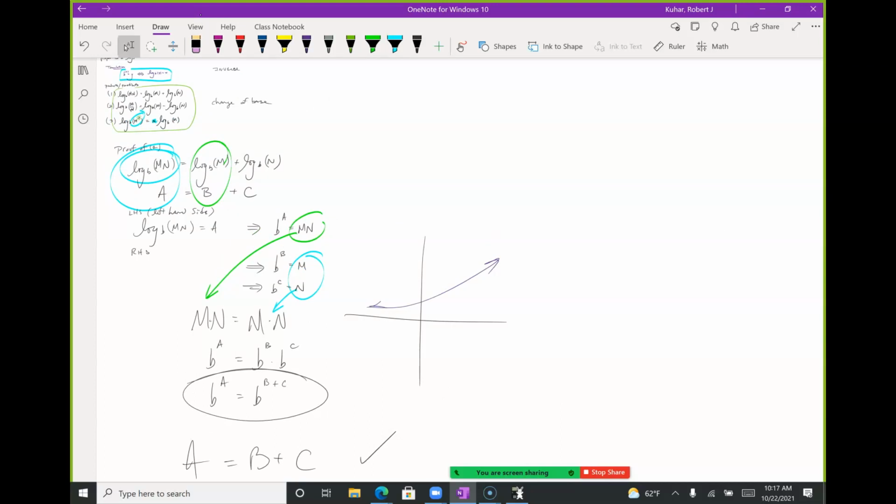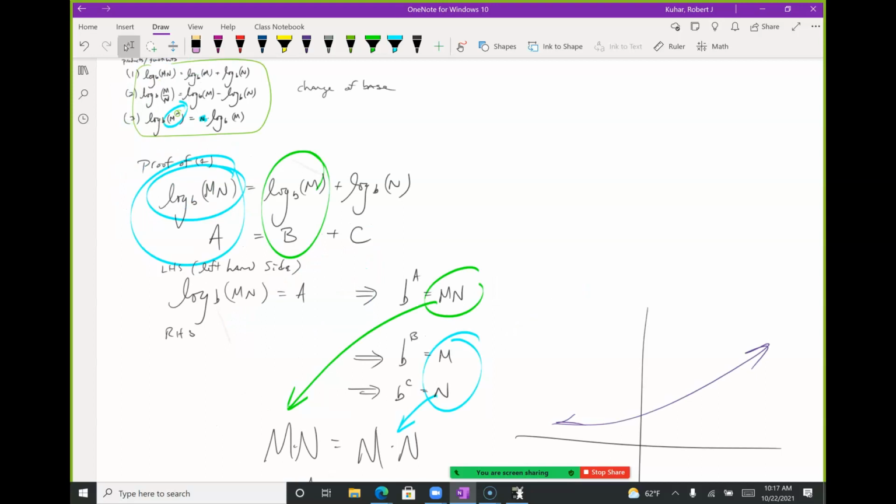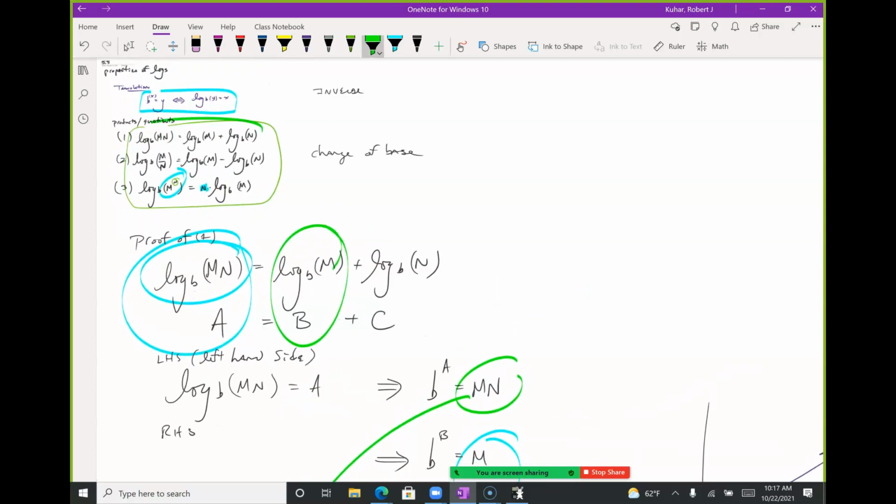Now let's just look at a quick Math Excel problem. Wait, Diego, go ahead. What were we doing? Trying to prove that this particular property is true. Okay.